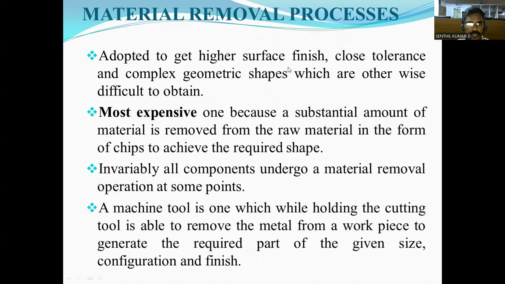Material removal processes are adopted to get higher surface finish, close tolerance, and complex geometric shapes which are otherwise difficult to obtain. This is most expensive because a substantial amount of material is removed from the raw material in the form of chips to achieve the required shape. Invariably, all components undergo a material removal operation at some point. A machine tool is the one which holds the cutting tool and is able to remove the metal from a workpiece to generate the required part of the given size, configuration, and finish.